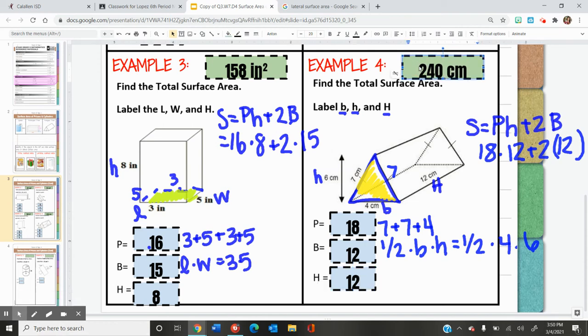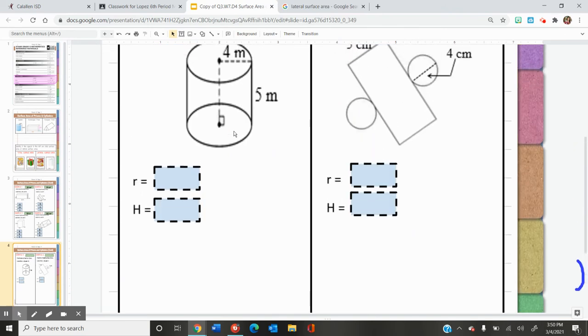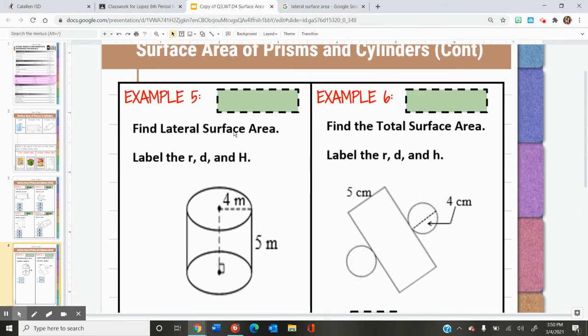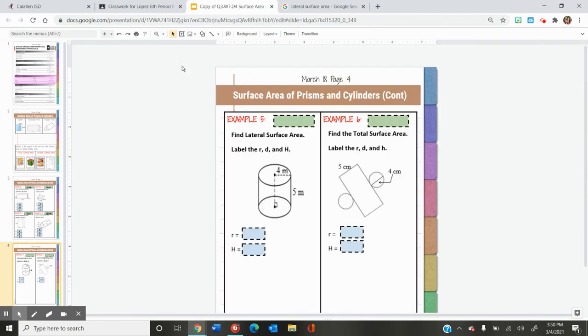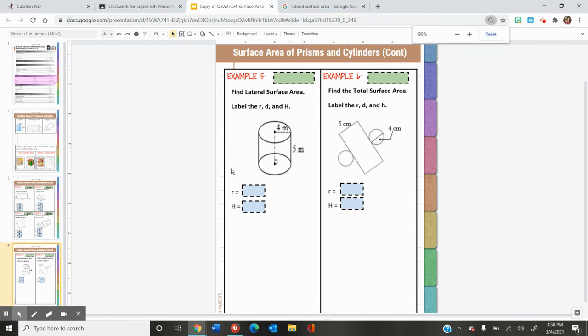And to get this squared, we're going to press Alt 0178. Okay. Lastly, we're going to look at the surface area for cylinders. Now, on example 5, the first one we're trying to find is the lateral surface area of this cylinder.